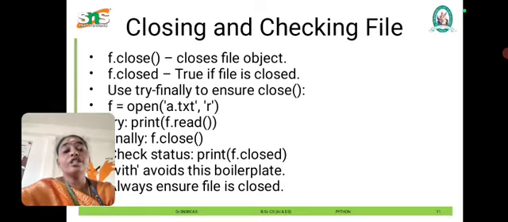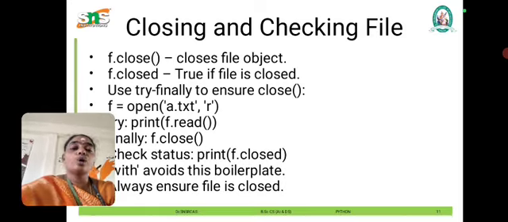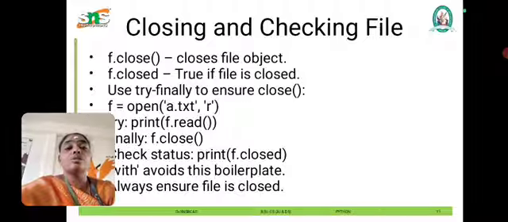f.closed checks whether the file is closed or not. It returns a Boolean value, true or false, that is 1 or 0.